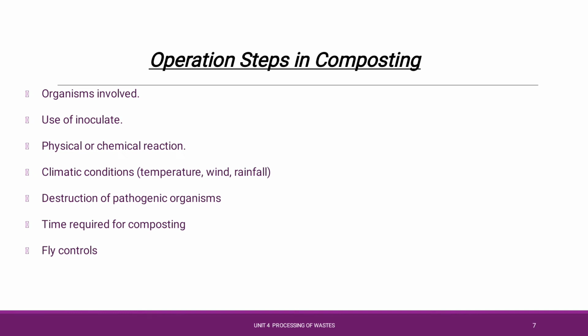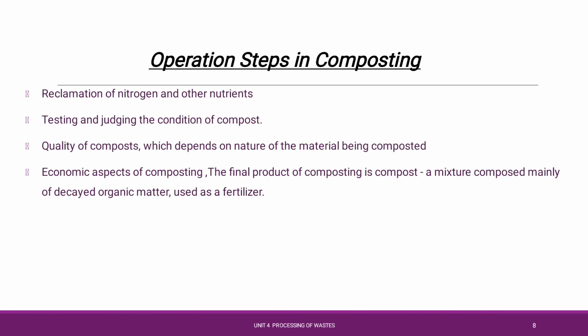Then in addition to that, the organism involved in the process of composting is an important factor which determines the efficiency of the process. The inoculum which we provide is also an important factor. The reactions that occur within the composting process, climatic conditions, pathogenic organism destruction, the time of the composting operation, as well as fly control. These are all the factors involved in the proper management of the composting process.